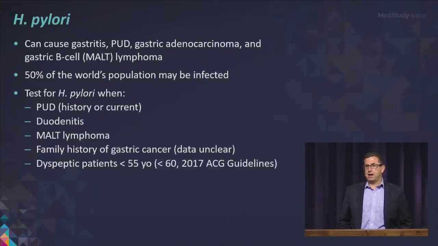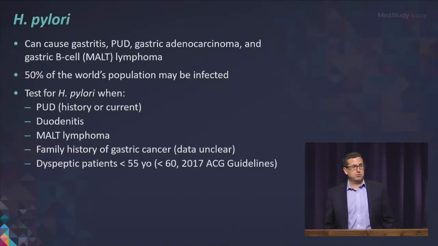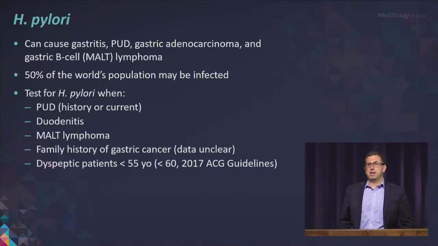You would test if you have a history of PUD or you actually have PUD, for example on an endoscopy, if you have a history of duodenitis, if you find MALT lymphoma on endoscopy, or if you have a family history of gastric cancer. There's some thought that H. pylori may be transmitted among family members and it could increase someone else's risk for gastric cancer. And then the dyspeptic patients that we were talking about before, based on the ACG guidelines.